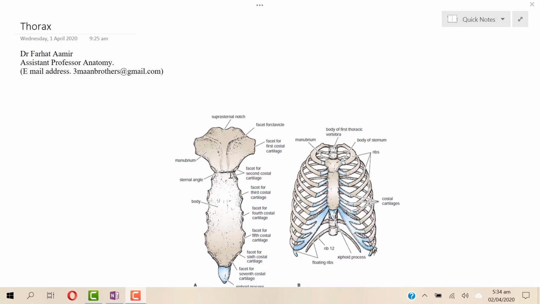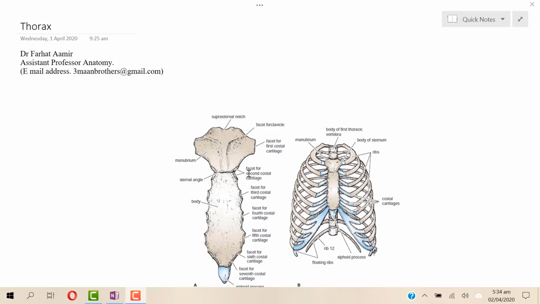This sternal angle is showing a joint. Can you see the joint here? This is manubrium and this is the body of the sternum. So this joint is called the manubriosternal joint. This manubriosternal joint is actually a secondary cartilaginous joint.